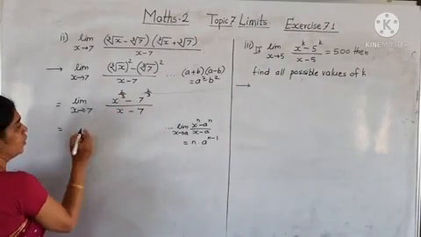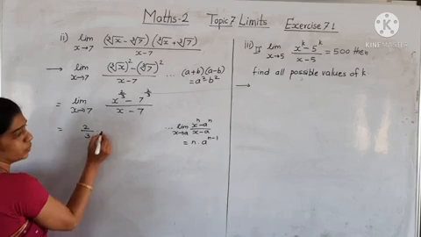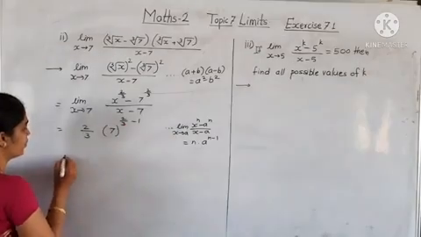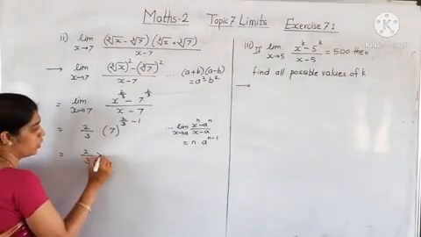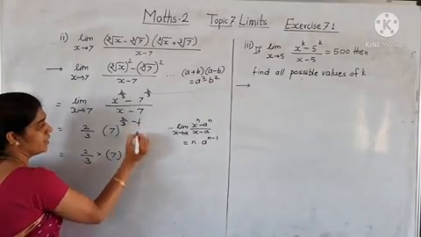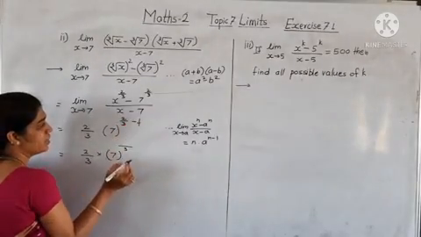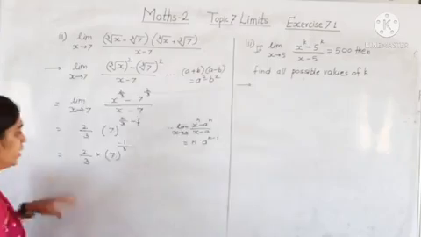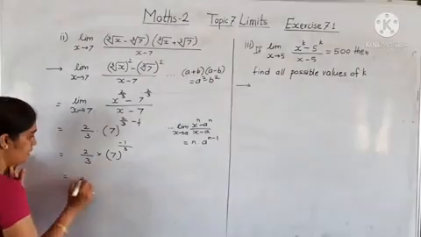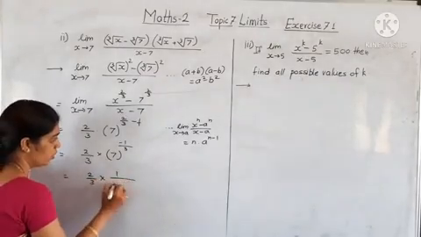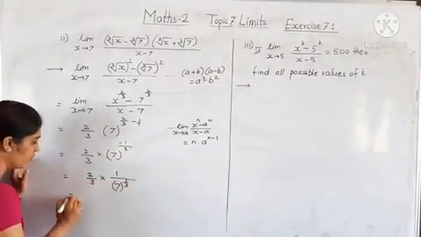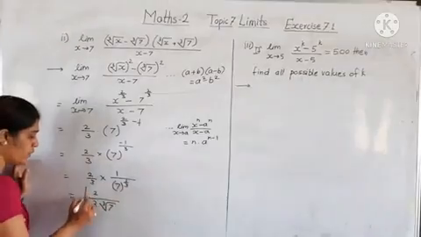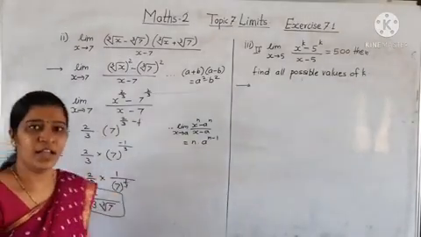What is n here? 2 upon 3 into 7 raised to 2 upon 3 minus 1. So the answer becomes 2 upon 3 into 7 raised to, take LCM here, 3, 2 minus 3 minus 1, 7 raised to minus 1 upon 3. Take this minus, 2 upon 3 into 1 upon 7 raised to 1 upon 3, which means 2 upon 3 cube root of 7. We write this as cube root of 7. This is our final answer.